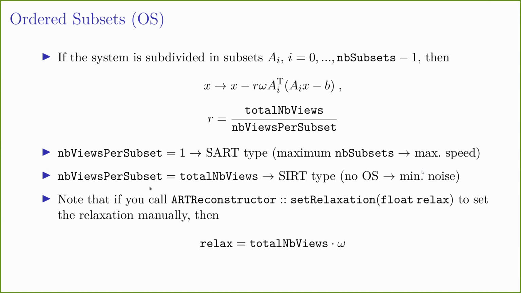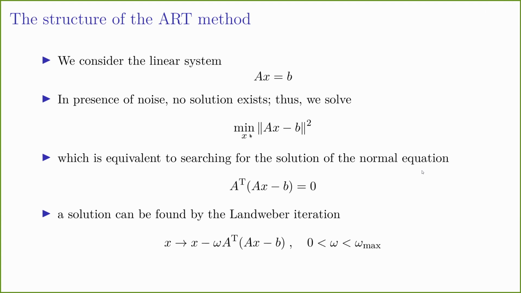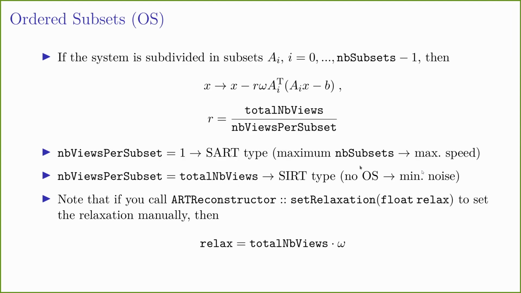And on the other hand, if we set the number of views per subset to the total number of views, then we obtain the SIRT type, which stands for simultaneous iterative reconstruction technique. And what we expect here is, of course, the slowest speed, but on the other hand, the minimum of noise, because the noise, as we remember, is minimized with respect to the whole system and not with respect to the subsets that we have in, for example, this case here.